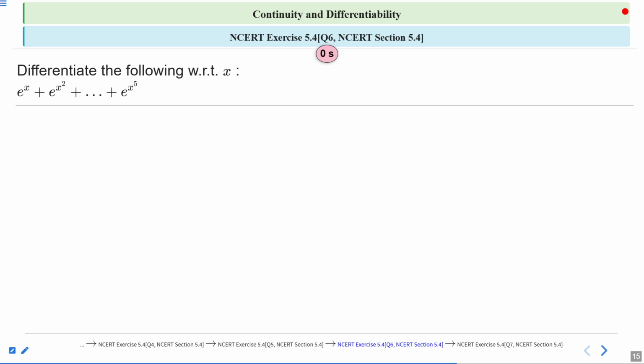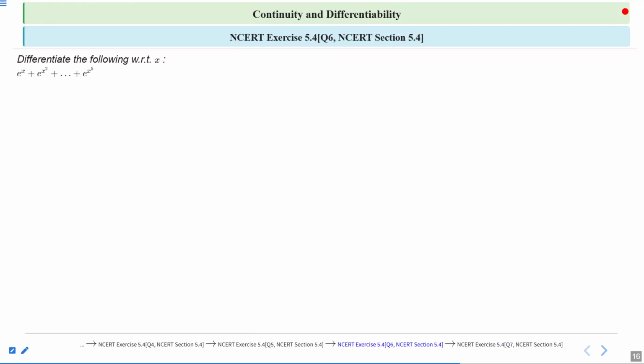Okay, let us move to the solution part. So we have to basically differentiate the following function with respect to x, and the function is e to the power x plus e to the power x square plus e to the power x cube till e to the power x to the power 5, right? So how can we differentiate this? Let us see the solution part.